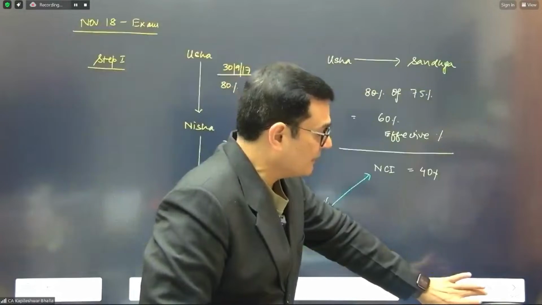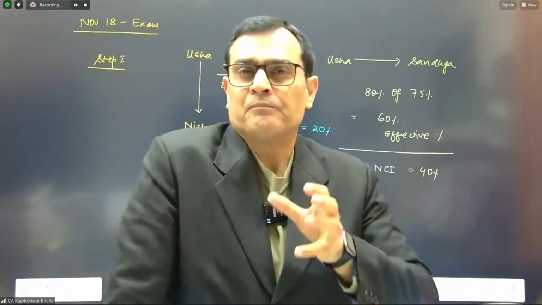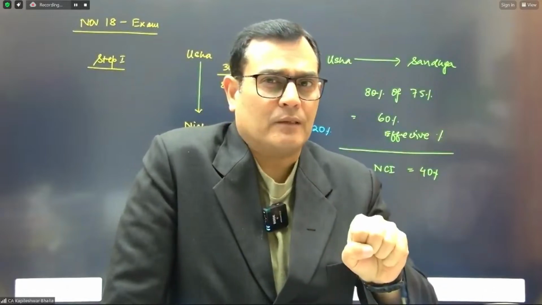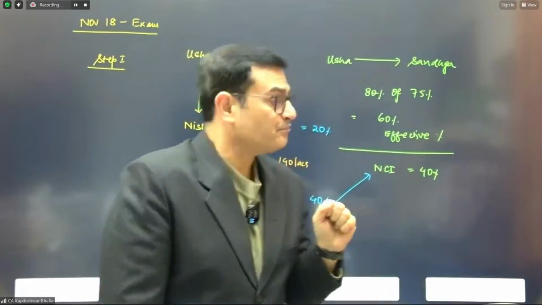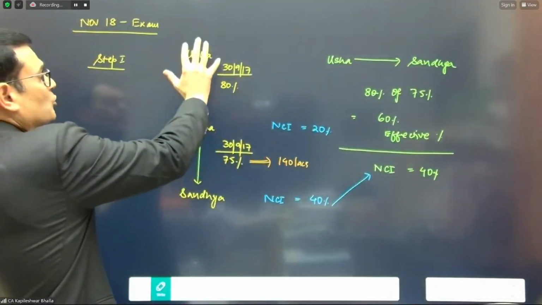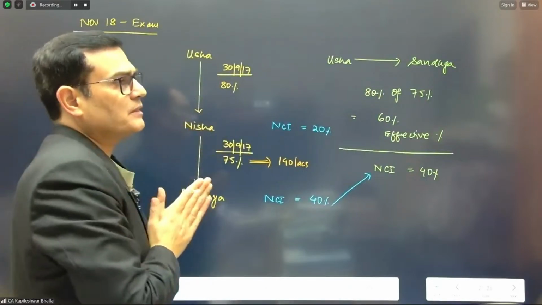And let's understand the criticality in terms of step number one. Let me go step by step. Don't copy anything. You already have the notes with you. Just sit down, relax, and hear every word carefully of what I'm saying. We need to understand one thing, that Usha has got 80% in Nisha, and Nisha has got 75% in Sandhya.